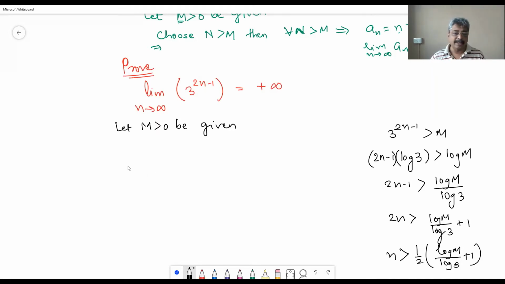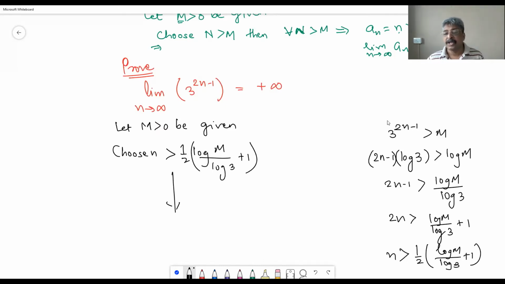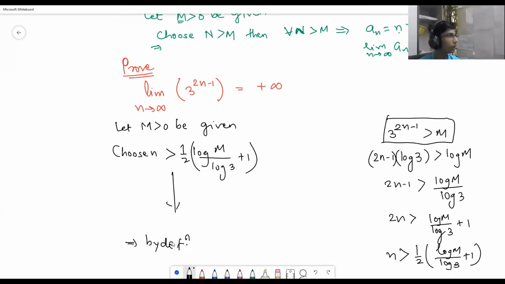So choose n greater than half of (log M upon log 3 plus 1), and then do reverse calculations and show that this happens. I mean, you have to write down all these steps in the opposite direction and show that this happens. Therefore, by definition.